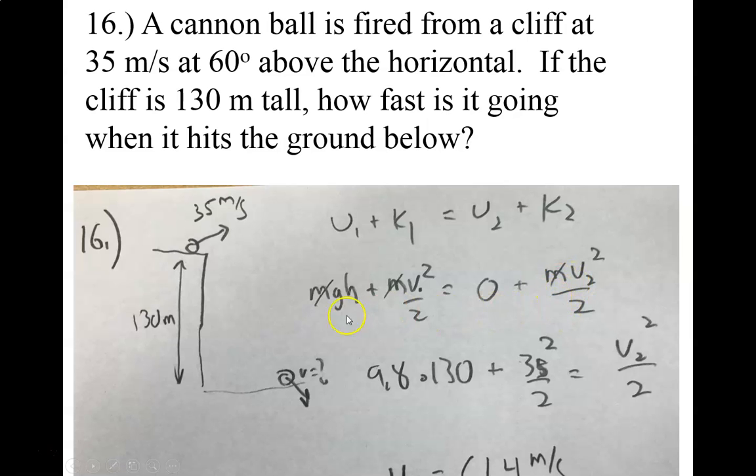So notice again that our m's cancel out. Pretty common to have this happen unless we start adding springs into the equation. When we start adding springs, we won't be able to cancel that out. Just looking at the equation without the m's, we get 9.8 times 130, that's our height, plus 35 squared over 2, that's our kinetic energy component, equals v2 squared over 2. And so we get, I believe, 61.4 meters per second.